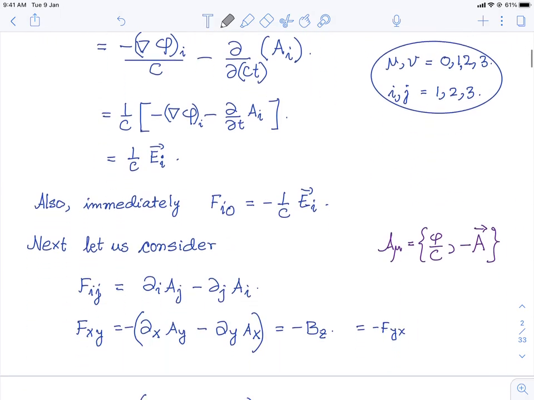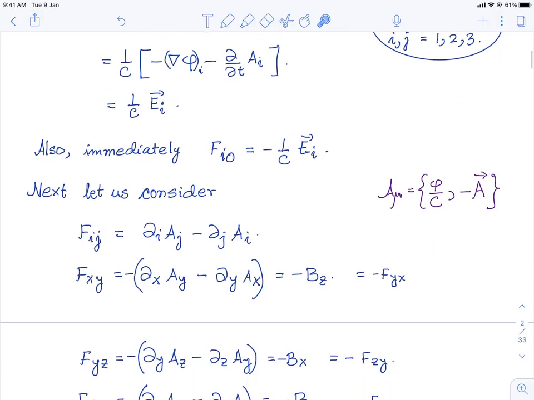Next, let us try to see what are the other components of this F tensor, this antisymmetric tensor. What are the other components? So if you write down the ijth component, again I have an i and a j. Okay, this is simply given by, so let's say x and y component, so this is del x Ay minus del y Ax. But again there's a minus sign because I'm talking about the co-vector and the spatial components get a minus sign. Okay, that is why I have a minus sign here. So this minus sign you have to be a little careful about, because of the kind of notation I am using.